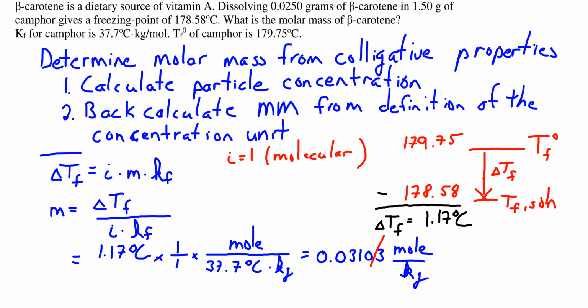Alright, so here we have solved for the molality of the solution. We have our delta TF divided by our Van 't Hoff factor, which is 1 since this is a molecular compound. And then we're going to divide by the value of Kf that's given to us in the problem.